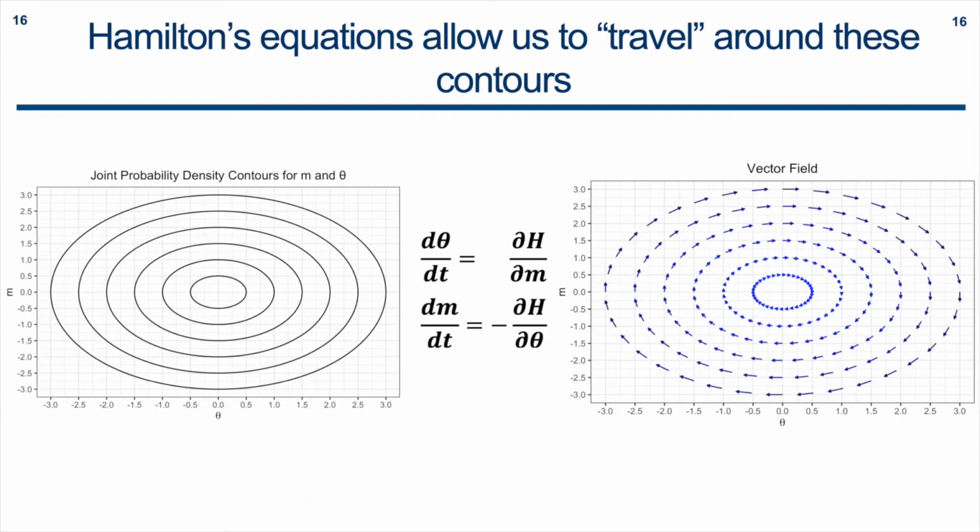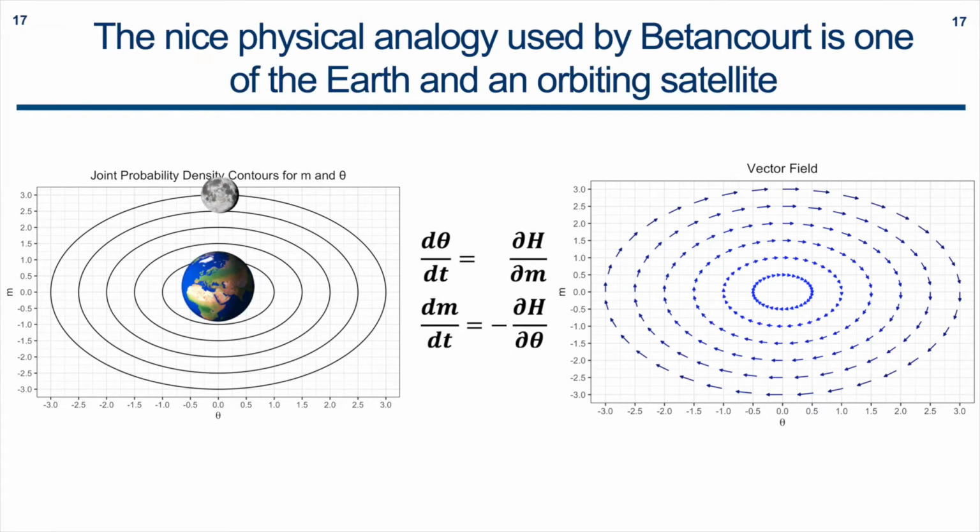Hamilton's equations allow us to travel around these contours. That's what we're going to be talking about here. These two differential equations essentially create this vector field that we're looking at here on the right, and that allows us to move around these contours where the joint probability density function is the same. Thus far, I've been talking about these contours, that is, where the joint probability density function is constant.